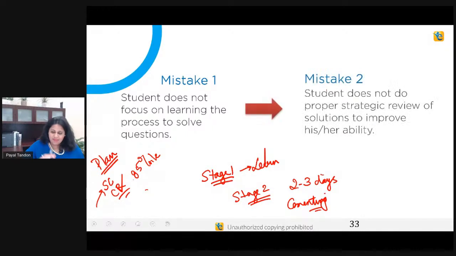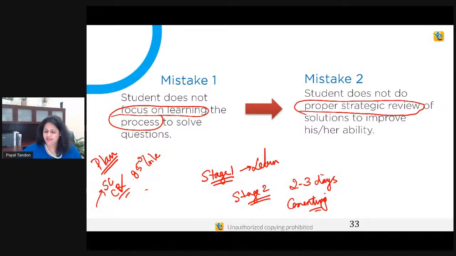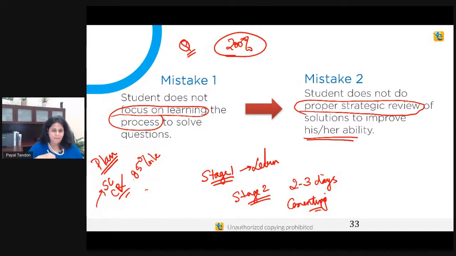But what does mistake one actually lead to? Mistake two. They are interrelated. Because you are not focusing on learning the process, you don't spend appropriate time doing the strategic review to figure out how to improve your ability. What you end up doing is solving question after question without actually learning, without actually getting that 200% from each question that you solve. Okay, Gautam, what was he, Sirish, what was he doing? He was doing thorough review. He was learning as much from the review as from attempting that question. That is what you need to start doing in your study process.